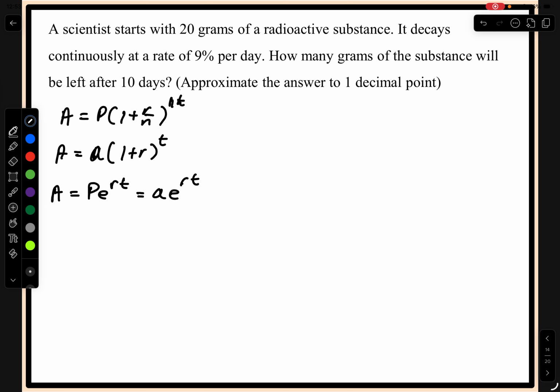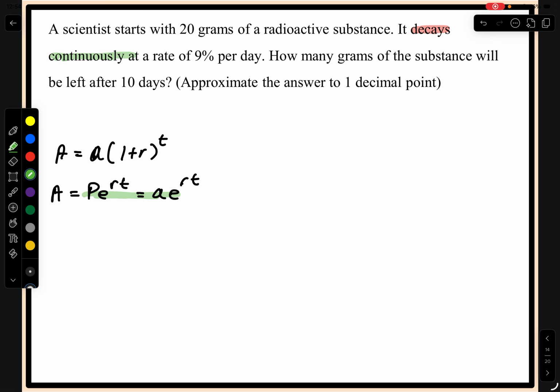Now, in order to decide which of these three we're going to use, we'll look at what keywords and hints we have. It says that we're going to decay, so that's going to decrease, so that's definitely not compounding. This one is out, because decreasing doesn't go with compounding. That one is always increasing. The value of r is always going to be positive. So that leaves us these two. And because it says continuous here, then it has to be these continuous ones right here.